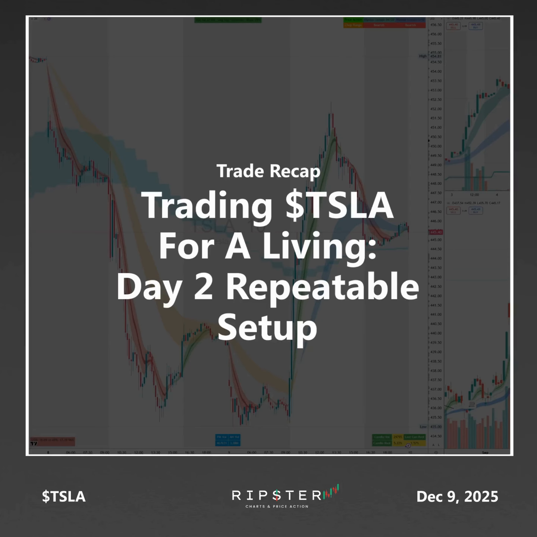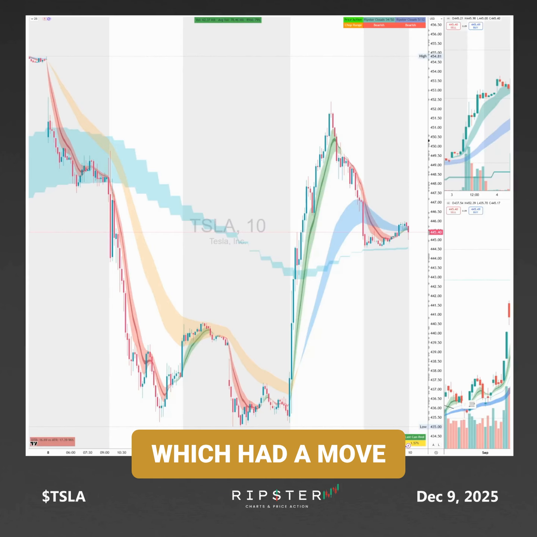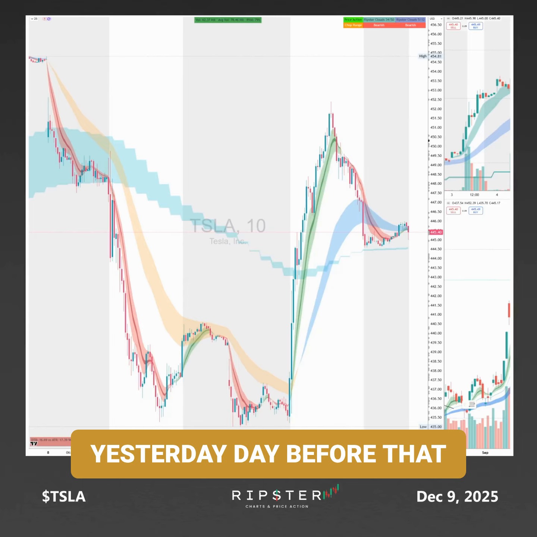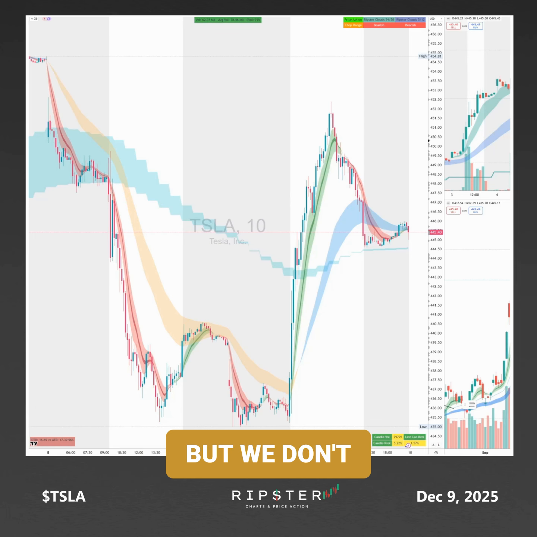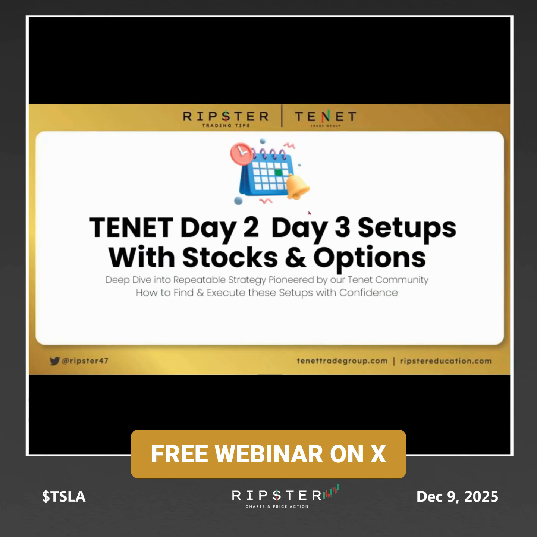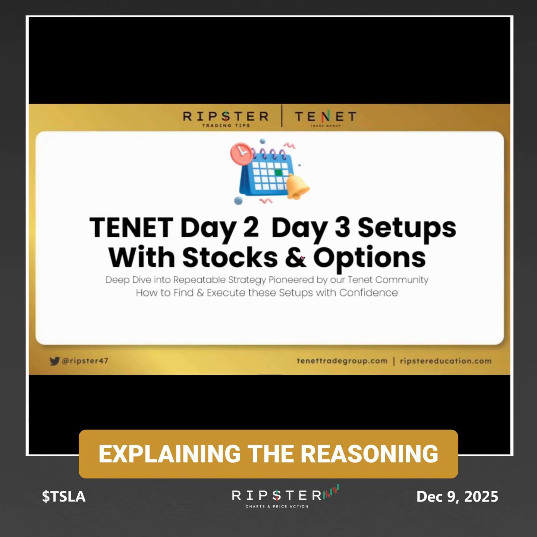The day 2 or day 3 setup is a setup which had a move, big news or earnings yesterday, the day before that, or even 2 days ago. So these setups are called day 2, day 3 setups. Usually the traders forget about a setup. They trade it one day, they forget about it the next day, but we don't. So I also did a detailed free webinar on X explaining the reasoning behind these setups.